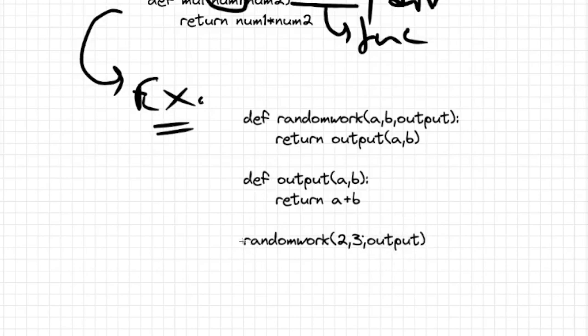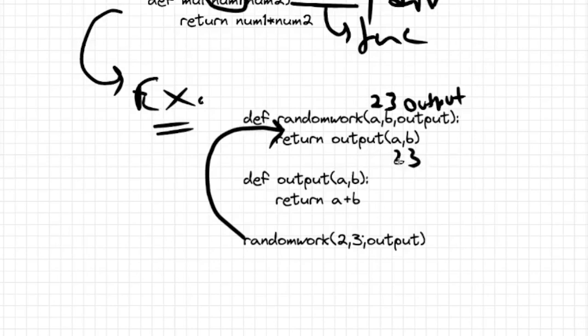Once the call is made, we pass 2 comma 3 in the place of a and b, and the output function is also passed as a parameter. So it also goes here, output. And now, what does it even return? It returns another function call, that is, it calls output with a comma b. That means it calls output with 2 comma 3 as the given input from the user. Now, that call comes here, so that is output of 2 comma 3.